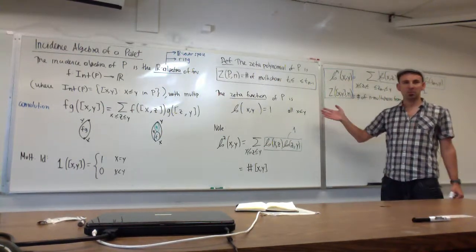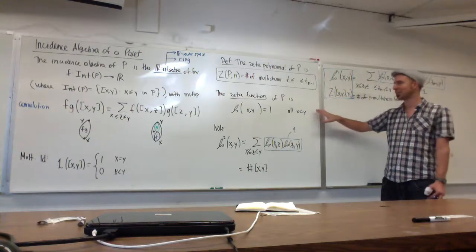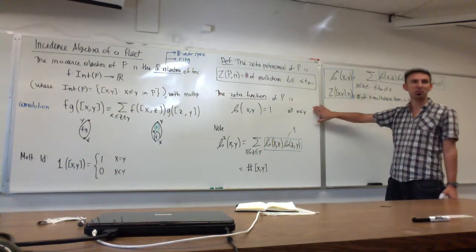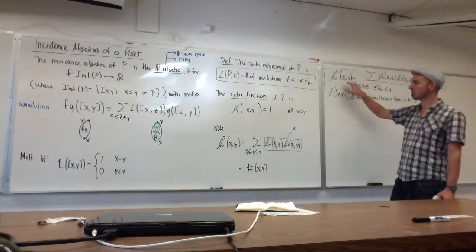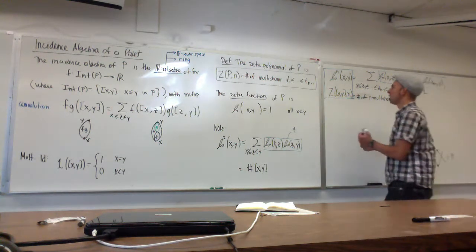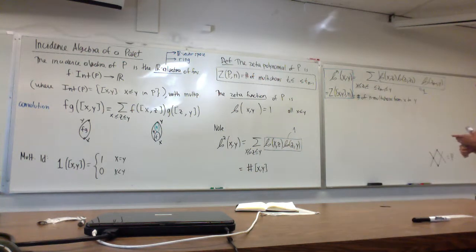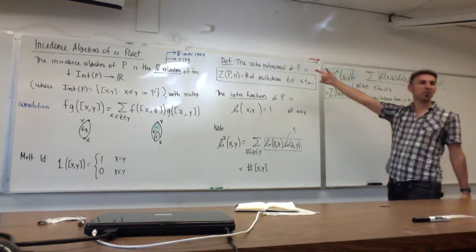Okay? And one nice thing is that the zeta function was as simple as could be, right? This is just the simplest function that you can think of on the poset, and just by taking powers of it, you get this one that we're interested in. And this is why these two have the same name, right? Zeta, zeta.